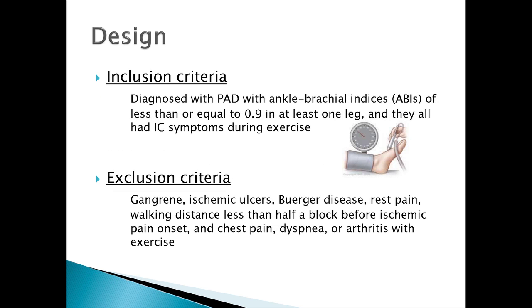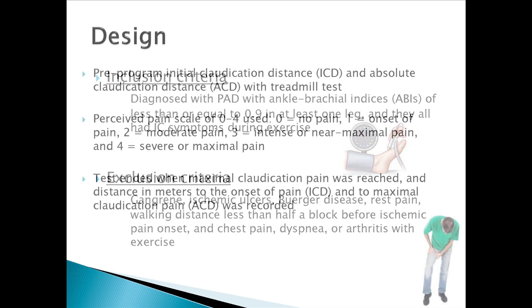In the design of this study, the inclusion criteria included the diagnosis of peripheral arterial disease with ankle brachial indices, or ABIs, of less than or equal to 0.9 in at least one leg, and they all had intermittent claudication symptoms during exercise. The exclusion criteria in this study included those patients with gangrene, ischemic ulcers, Buerger disease, rest pain, walking distance less than half a block before ischemic pain onset, chest pain, dyspnea, or arthritis with exercise.